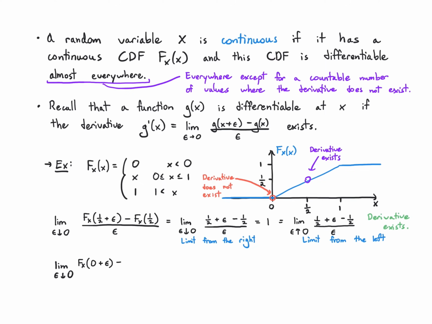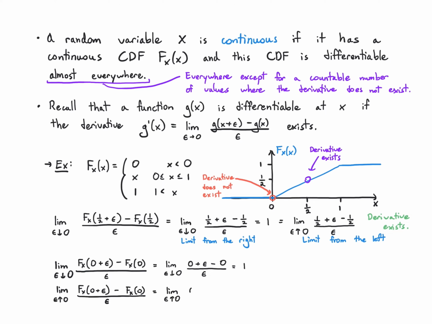But what if I look at this point at 0? You can see the same thing's not going to work. If I come from the right, the slope is always 1, and I can work out that as epsilon goes down, I get 1. But if I come from the left, the slope is always 0. And if I plug in those values as epsilon goes to 0, we get 0. And so these don't agree. And that means the derivative technically doesn't exist.